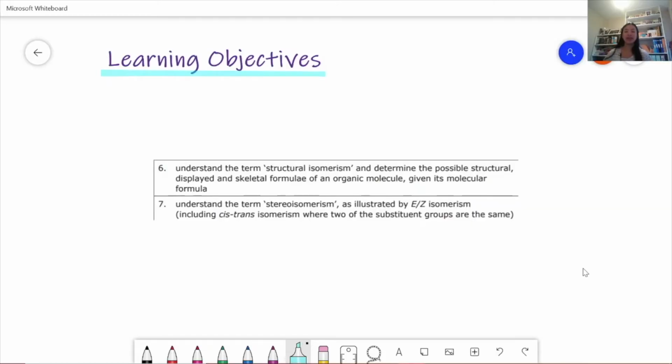Today we're going to be looking at understanding the term structural isomerism and determining the possible structural, displayed and skeletal formulae of organic molecules given its molecular formula. And then we're going to understand the term stereoisomerism as illustrated by EZ isomerism, including cis-trans isomerism where two of the substituent groups are the same.